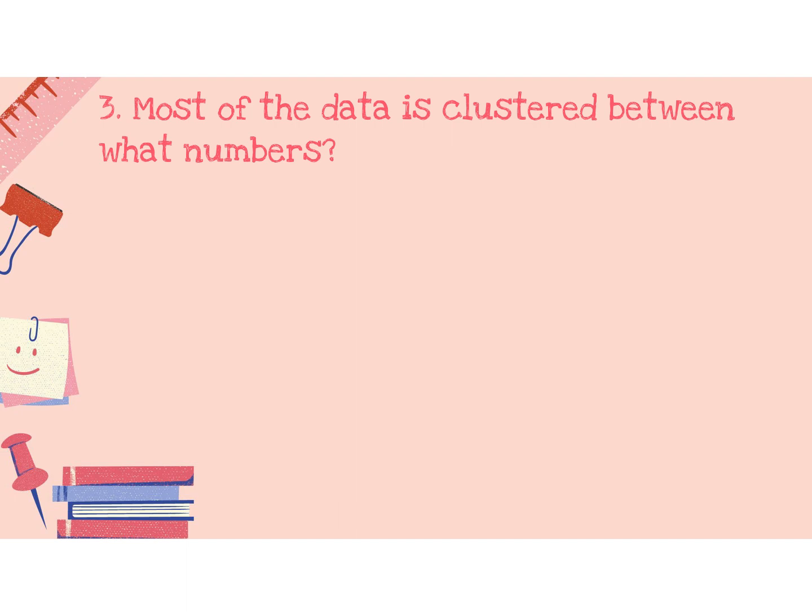Number 3 asks, most of the data is clustered between what numbers? So you can see that most of the data is happening in between 105 and 135. That's where most of the data is clustered. That's not all of the data, but that's where a good portion of the data is clustered, kind of grouped together.